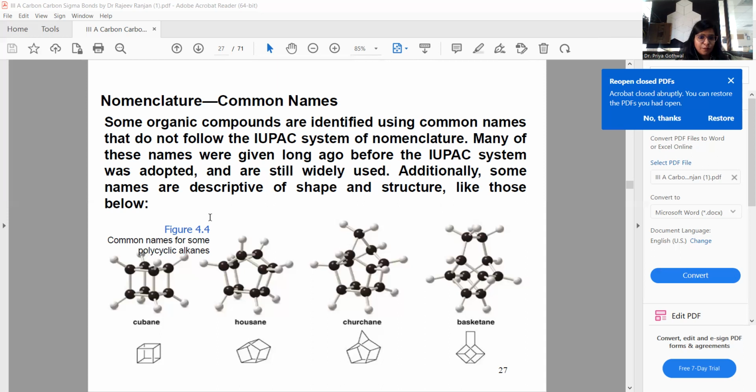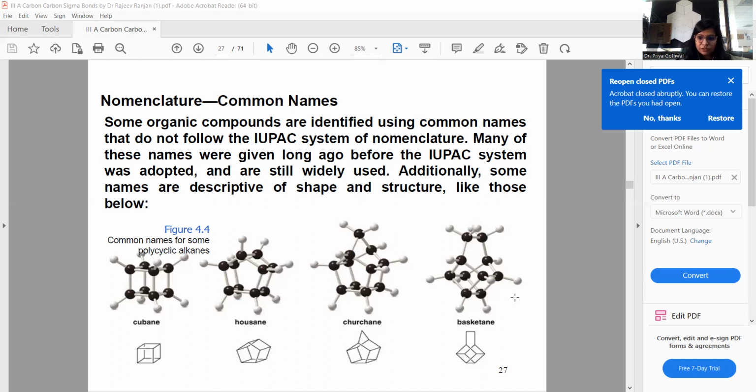For example, common names for some polycyclic alkanes: cubane, which is a cubic-like structure; housane, which is a house-like structure; churchane, which is a church-like structure; and basketane. It is also a hydrocarbon known as an alkane. It looks like a basket, so it gets the name basketane.